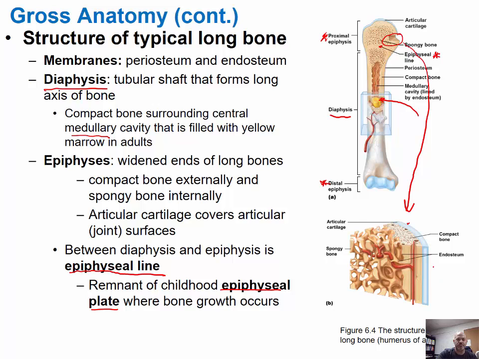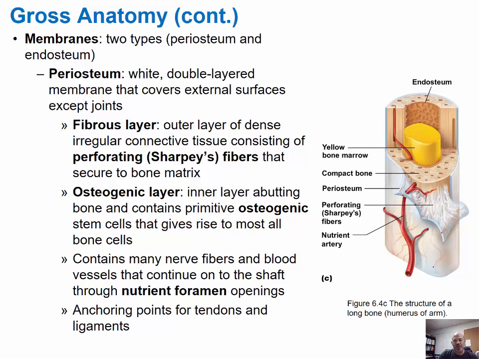Looking more closely at the membranes here, there are two types: the periosteum and the endosteum, as already mentioned. The periosteum is a double layer membrane that covers the external surface, except for the joints where you have articular cartilage instead. The outermost layer is the fibrous layer, made of dense irregular connective tissue.